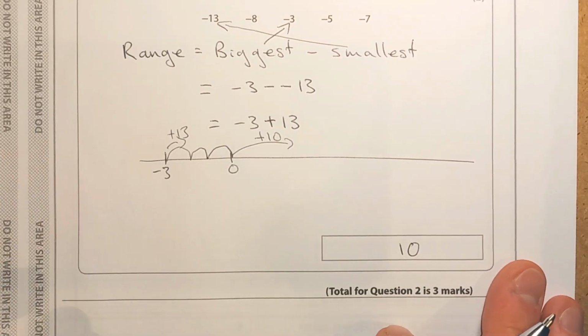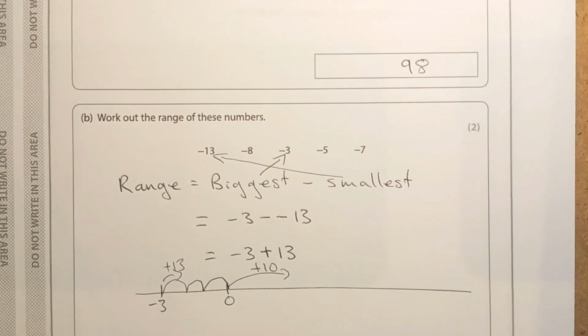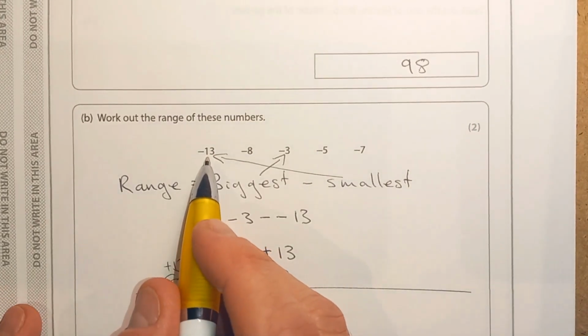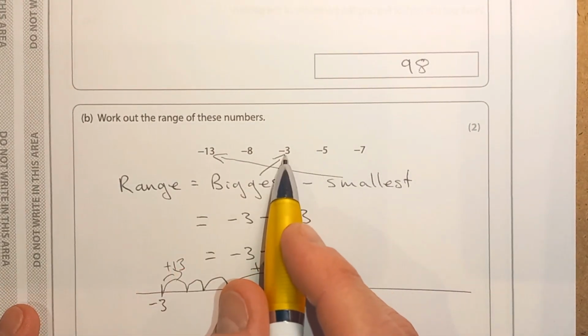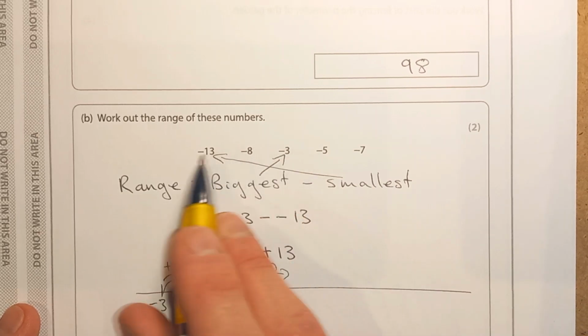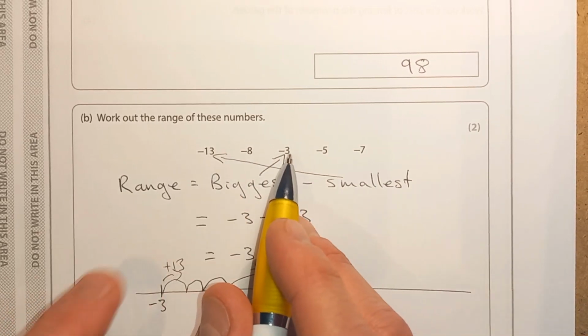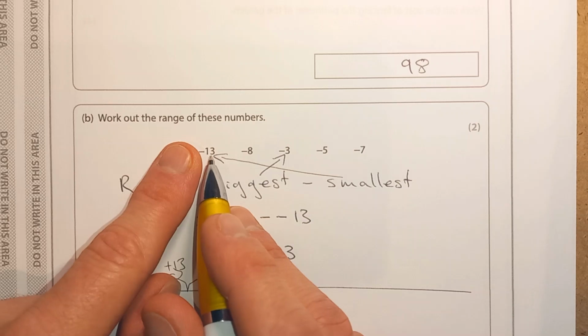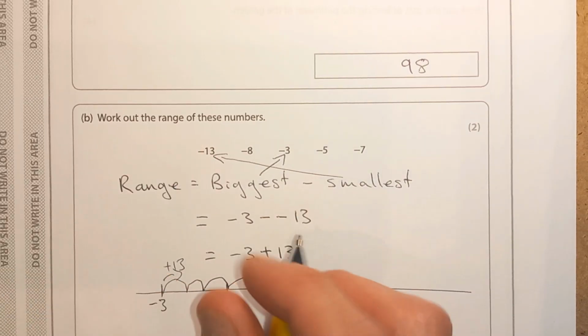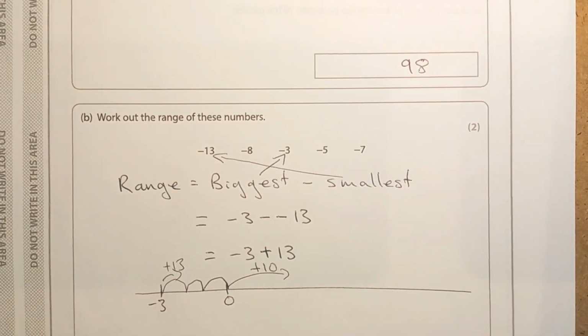Okay. Different ways of doing it. What you could do instead is just start with the minus 13 and count up until you get to the minus 3. Or because they're both negative, you could say, well, actually, I can ignore the negatives and just say, what's the difference between 13 and 3? And you'll still get to 10.